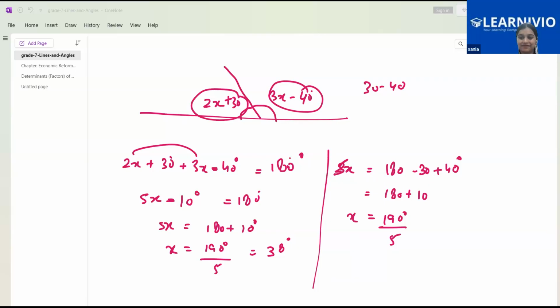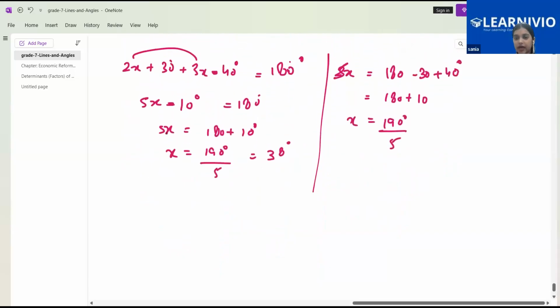Now, what is this question? It's nothing. We are just adding these two, the linear pair. The sum of the two angles is 180, right? So this is the first angle, this is the second angle: 2x plus 30 and 3x minus 40. So we are just solving it. 2x and 3x came together as 5x, and 30 minus 40 gave me minus 10, right? And then the transposition method, finding the value of x. That's it.